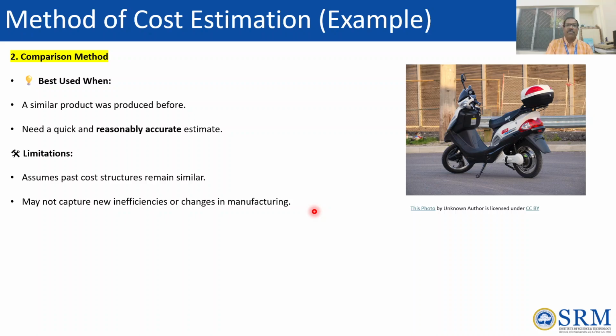So what we need to do is account for inflation also if we are comparing. For example, upgrading an NC machine to a CNC machine needs cost, but the comparison method will say the NC machine cost only. If you calculate with that, again the cost estimation will go wrong. So that limitation we have.